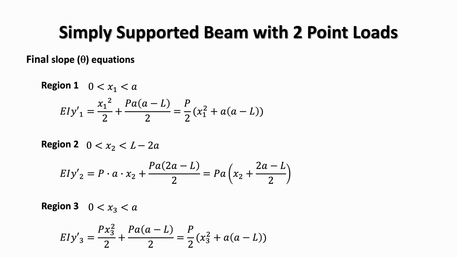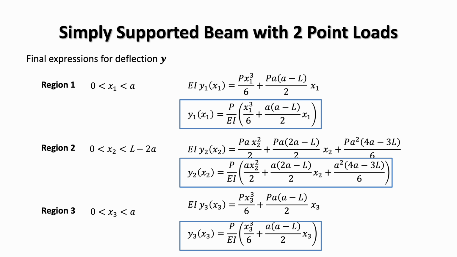Here, the slope varies linearly with x2, which is consistent with the constant bending moment in the region. And in region 3, we obtain P over 2 times (x3 squared plus A times (A minus L)). This expression, just like the one in region 1, shows that the slope varies quadratically with position in region 3. These expressions give the complete description of the slope of the beam in all three regions.